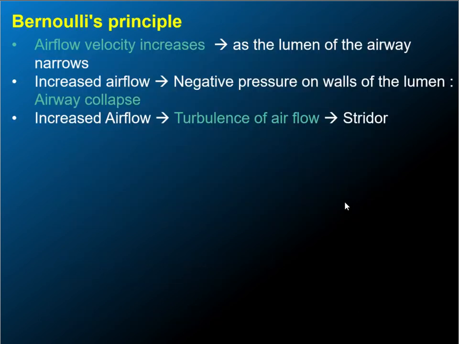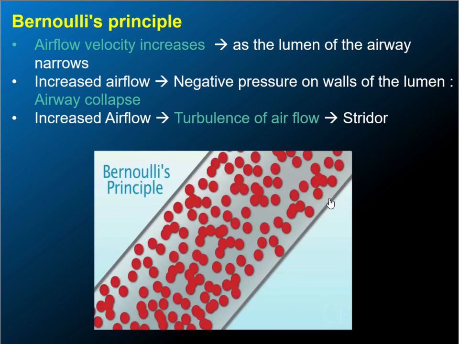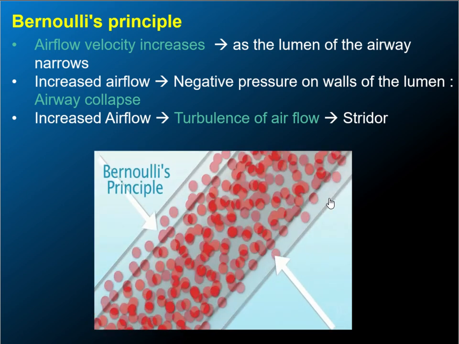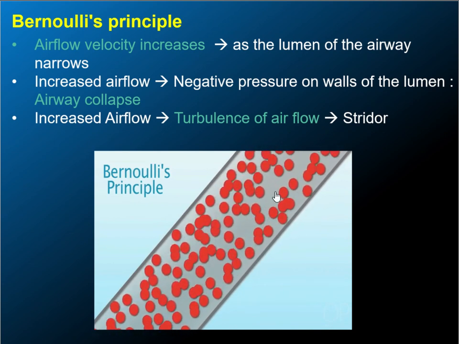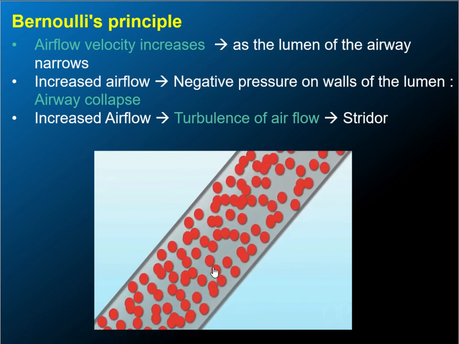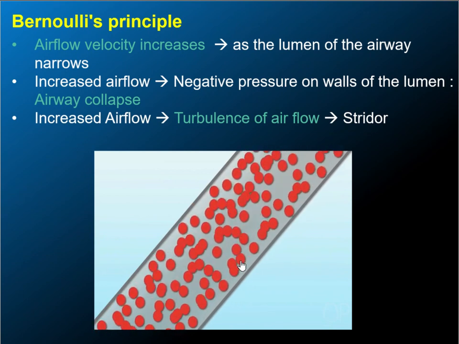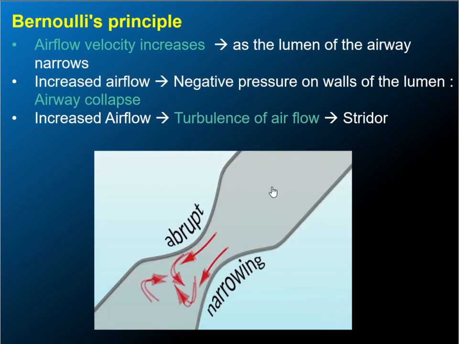Bernoulli's principle states that as the lumen of the airway narrows, the airflow velocity increases. Increased airflow leads to negative pressure on the walls of the lumen, producing airway collapse. Increased airflow leads to turbulence of airflow, hence producing stridor. Here we can see as the lumen of the airway narrows, the airflow velocity increases. The laminar flow is converted into a turbulent flow which produces stridor.